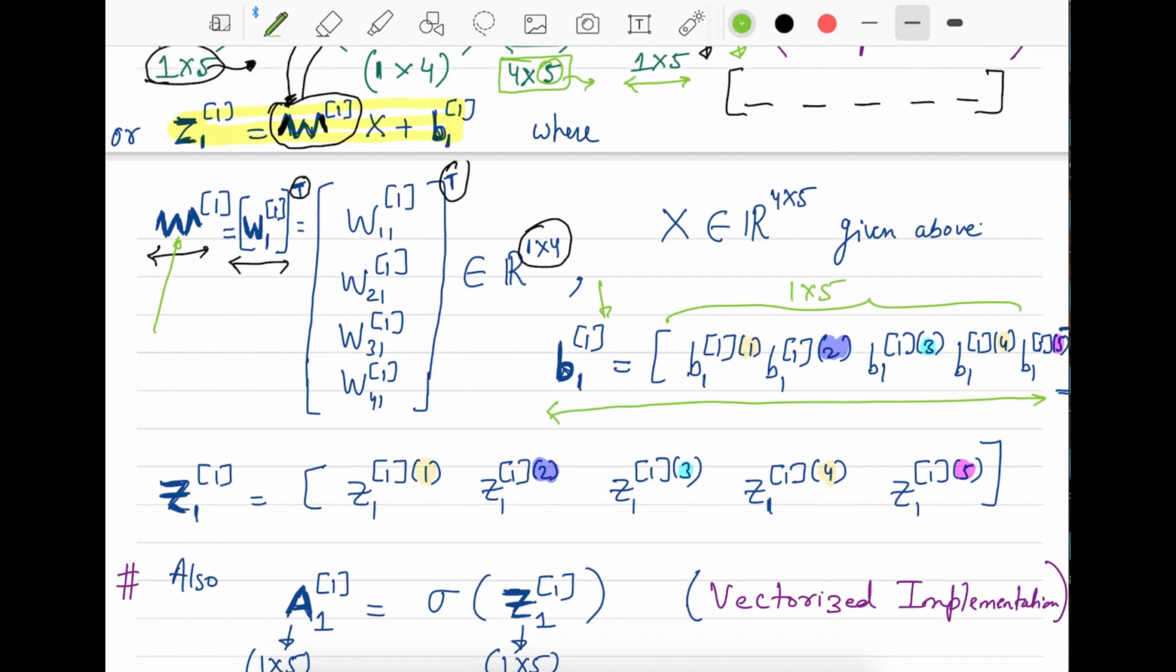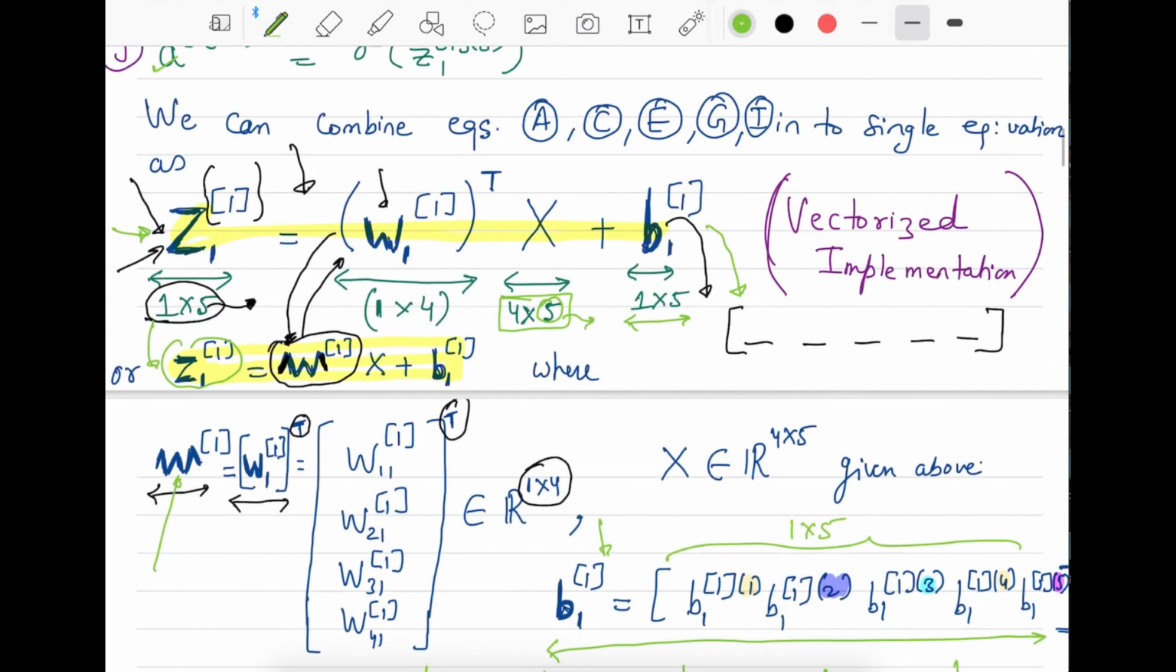Okay, so this Z1 which is now 1 cross 5, what is that? This Z1 is actually having all these 5 components with each of these individual inputs. So right now we are considering 5 inputs, so it will be Z11, 12, 13, 14 and 15. Okay, so once we are clear with this particular equation, then what we have to do?